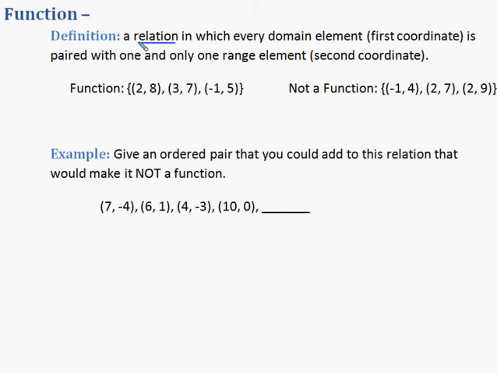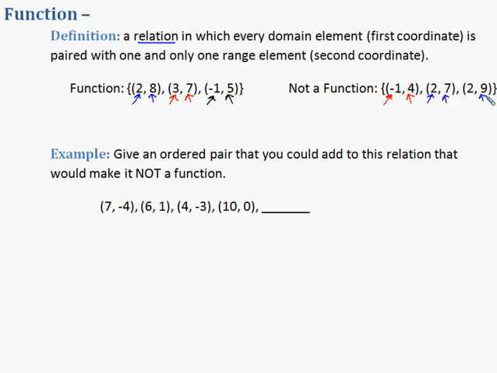And so here I have an example of a function and an example of something that's not a function. Notice in the one that is a function, 2 is paired with 8, and only paired with 8. 3 is paired with 7, and it's only paired with 7. It's not paired with any other numbers. And then -1 is paired with 5, and it's not paired with anything else. But over on this other one, we notice that -1 is paired with 4. I don't see -1 anywhere else in the two things. But then we see 2 is paired with a 7, but it's also paired with a 9. And so that one's not a function because 2 is paired with two different numbers, the 7 and the 9.